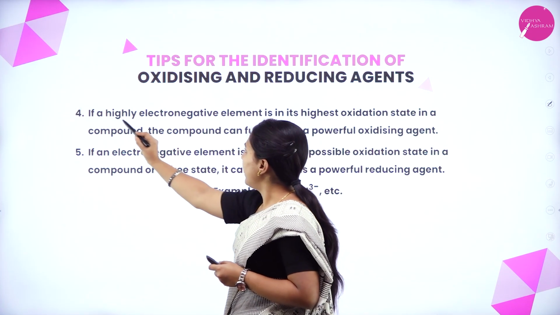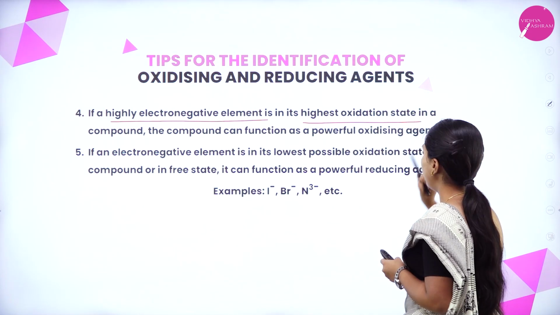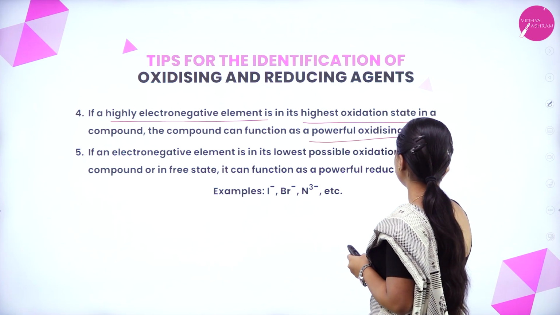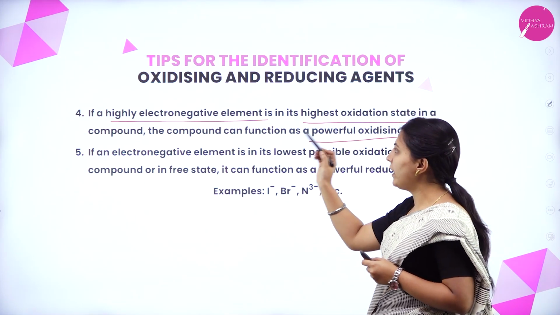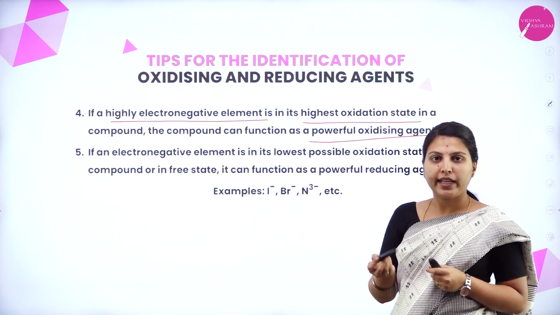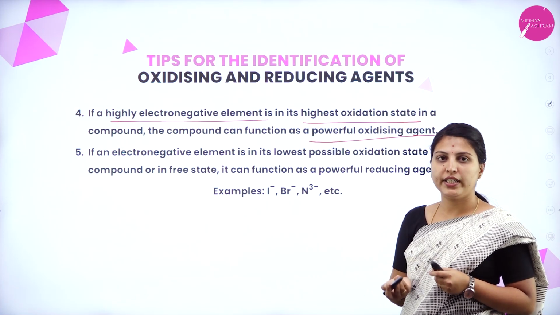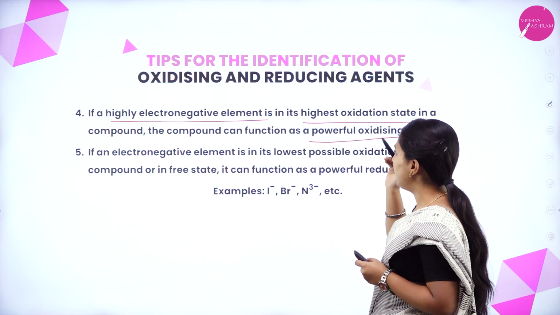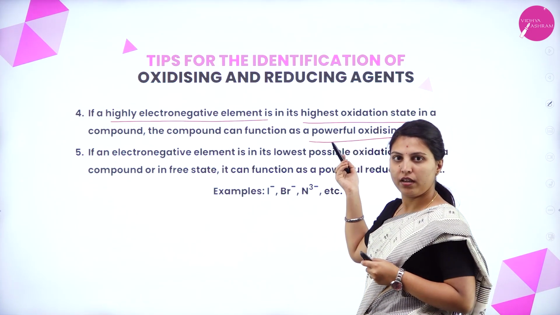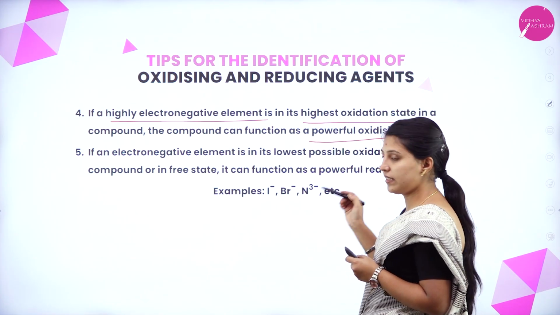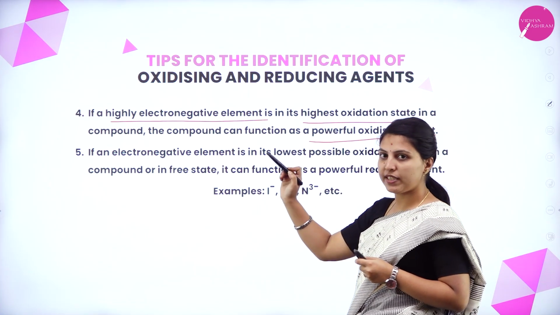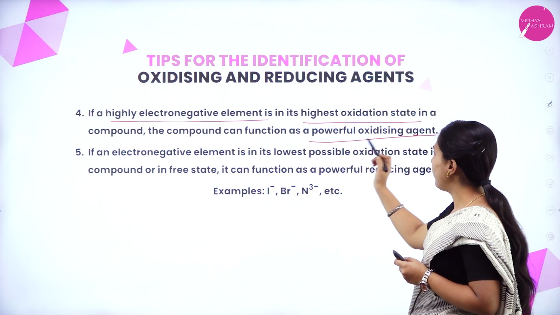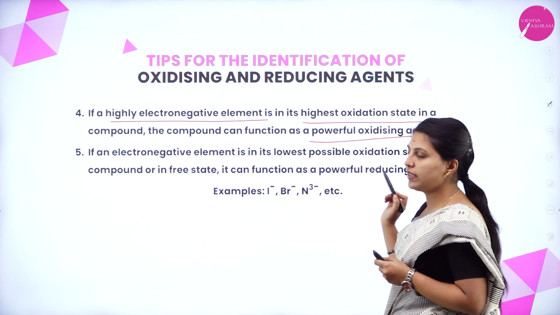Also, if a highly electronegative element is in its highest oxidation state in a compound, the compound can function as a powerful oxidizing agent. Once again, if a highly electronegative element like the halogens chlorine, fluorine, iodine, or oxygen is in its highest oxidation state, that compound will act as a powerful oxidizing agent.